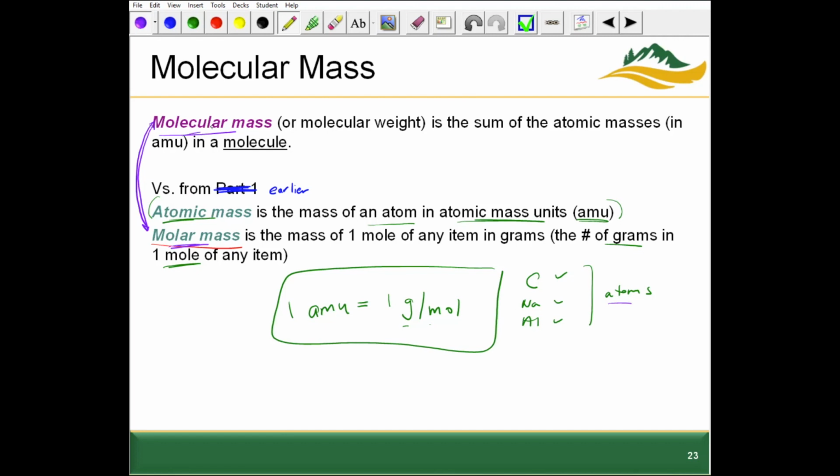Molecular mass is for molecules. It's still in units of grams per mole. So molecular mass or molecular weight, the weight of a molecule, it's the sum of the atomic masses in a molecule. We looked at water previously. We summed up the atomic mass of 2 hydrogens plus an oxygen to get the molecular mass of water as 18 grams per mole. So we can do this for carbon, sodium, aluminum, all sorts of types of atoms, as well as any molecular compound that is composed of these atoms.